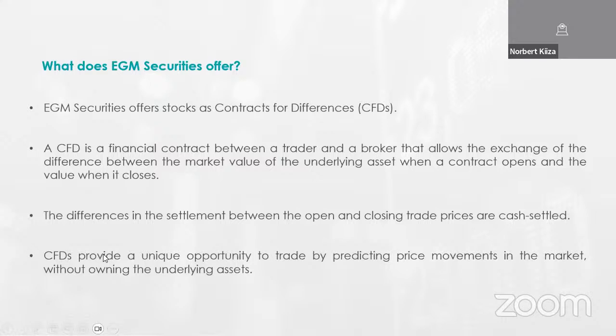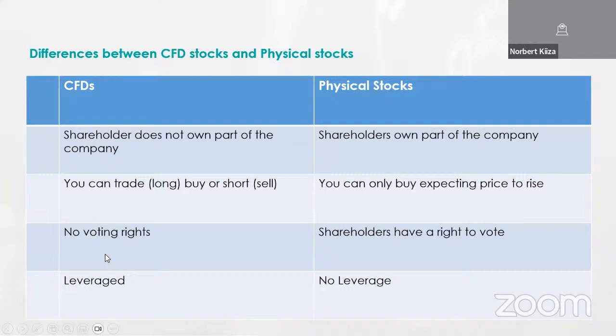You can now have a look at the differences between contracts for difference and physical stocks. With contracts for difference, the shareholder does not own part of the company. However, if the trader is trading physical stocks in a stock exchange, then the trader would own those shares.